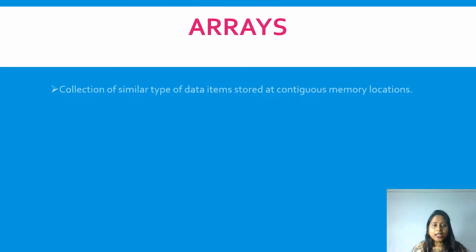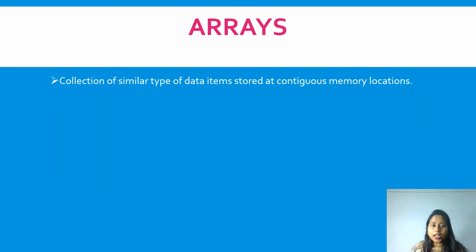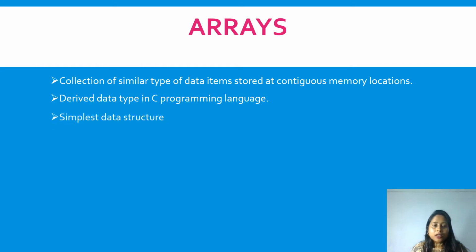Let us understand what are arrays. Arrays are a collection of similar types of data items stored at a contiguous memory location. Arrays are derived data types in the C programming language. That means they consist of basic primitive data types such as int, character, float, etc. These are the simplest type of data structure. An element in an array can be accessed with the help of its index number.